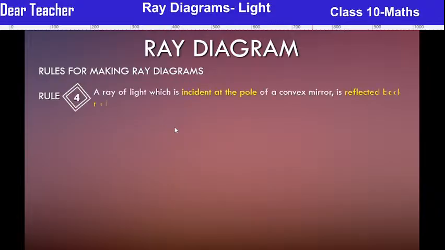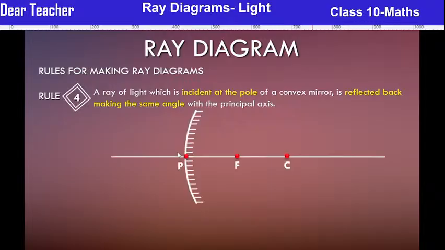Rule number 4: a ray of light which is incident at the pole of the convex mirror. Say again AB, and it is incident on P, then what happens? The angle of incidence is equal to the angle of reflection. This is how these four rules will appear.